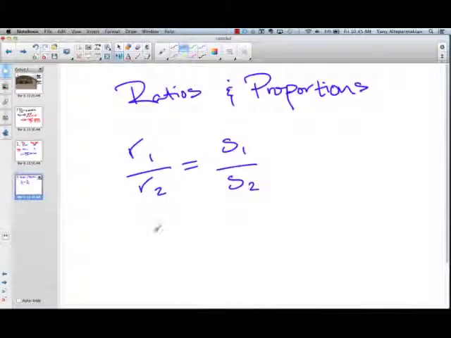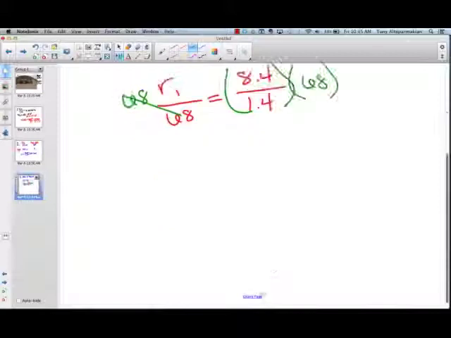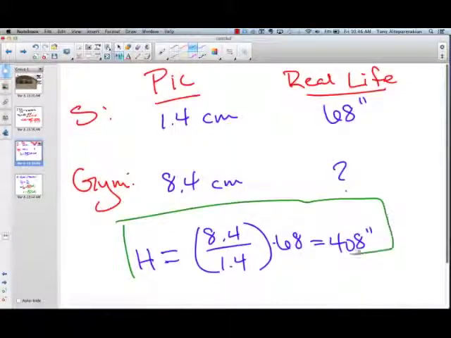For example, real life of the gym compared to real life of the student is equal to scale model of the gym compared to scale model of the student. And if you remember, how we would solve this equation is we would multiply both sides by 68, giving us basically what we had before. Now that the 68's gone, you've got 8.4 over 1.4 times 68. And that looks exactly like our solution from here.